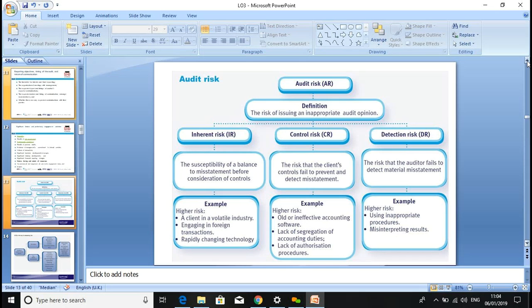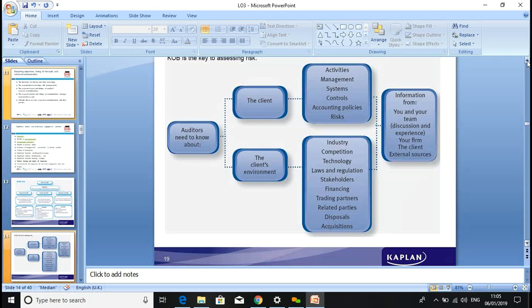Detection risk: the risk that auditors fail to detect. That can be in the audit. If you don't have knowledge, you don't know where their office is, and you can't identify the risk, so that needs to be identified. Higher risk: using inappropriate procedures and misinterpreting the result. So with your ratio analysis, for example, you can misinterpret. So you need to look around at what the industry averages are.